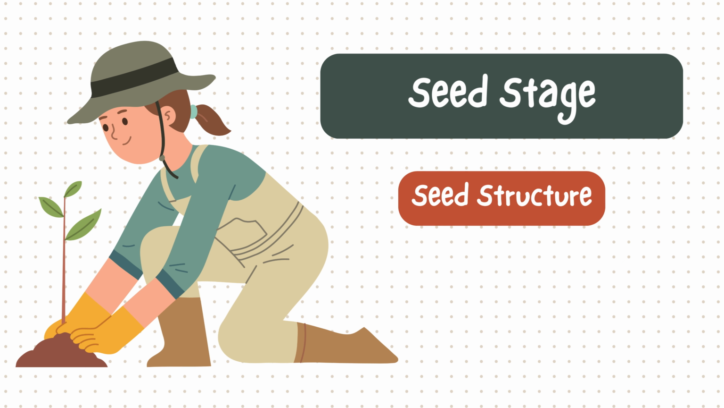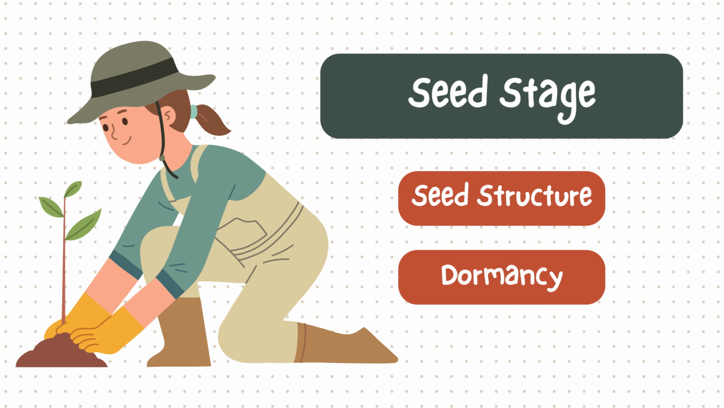Seed structure. The seed contains the plant embryo, a food reserve, endosperm or cotyledons, and is protected by a seed coat. Dormancy. Seeds can remain dormant until they encounter suitable environmental conditions such as moisture, temperature, and light.